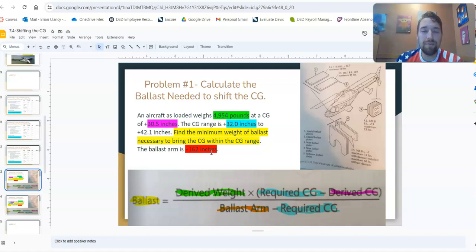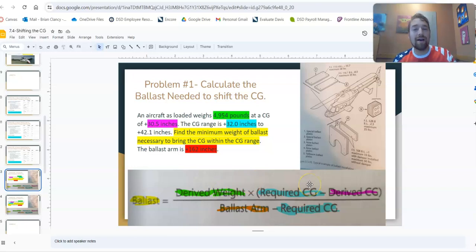So I'm going to do a little bit of mental math here just because of the logistics of trying to get all this to work out. Again, I'm going to assume here that you know order of operations well enough that you can plug these numbers in and do them yourself, but I'm going to run you through my mental process anyway, just because it's a good thing to do. So derived weight is 4954. We plug that in over here. We have our required center of gravity minus our derived center of gravity, which is 32.0 minus 30.5. Mentally, that gives me 1.5 inches.